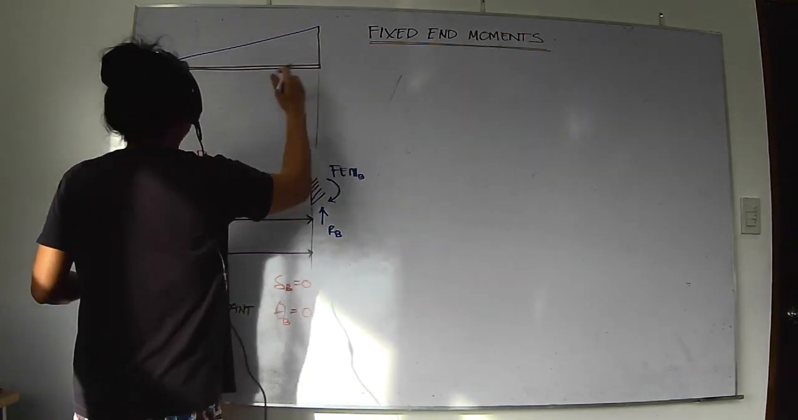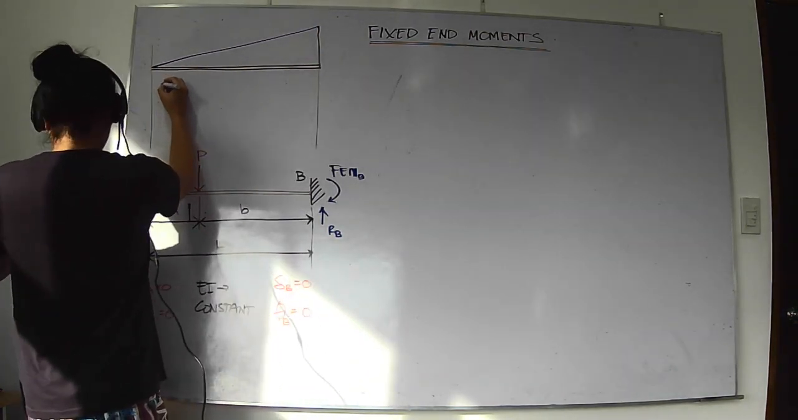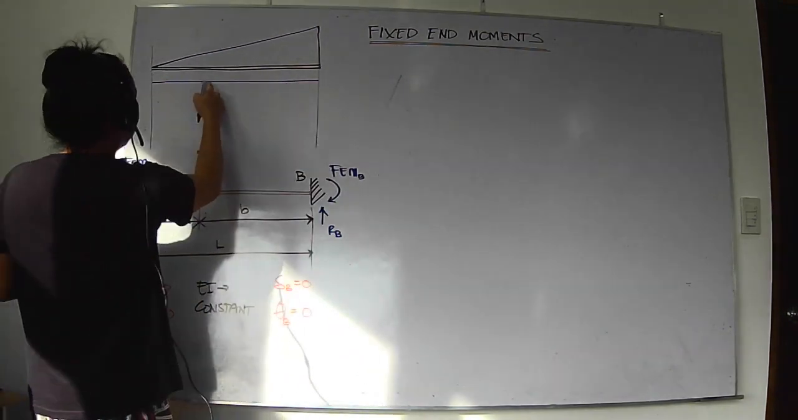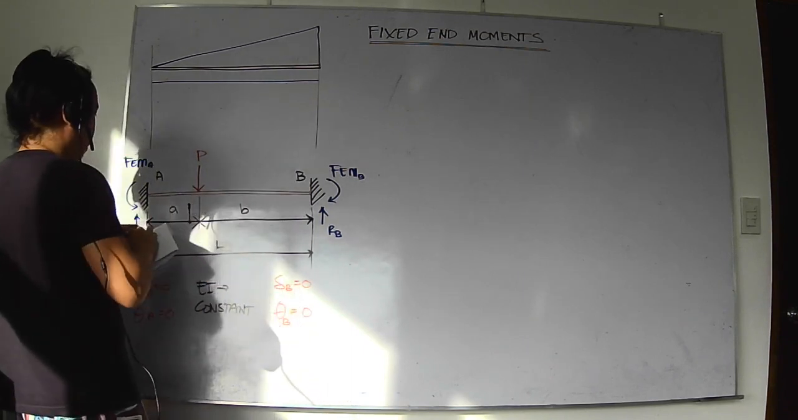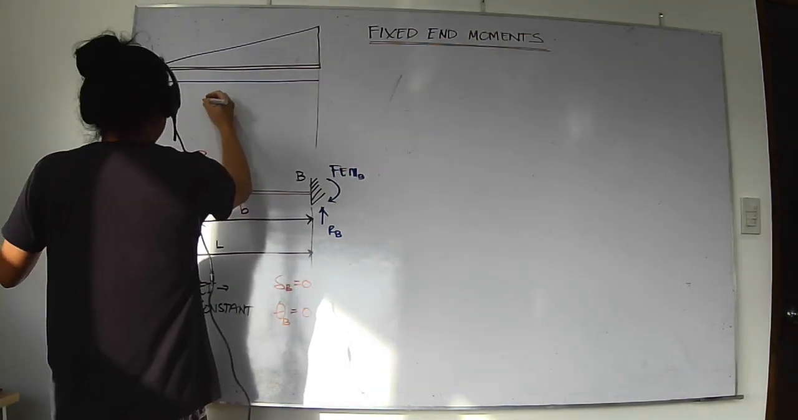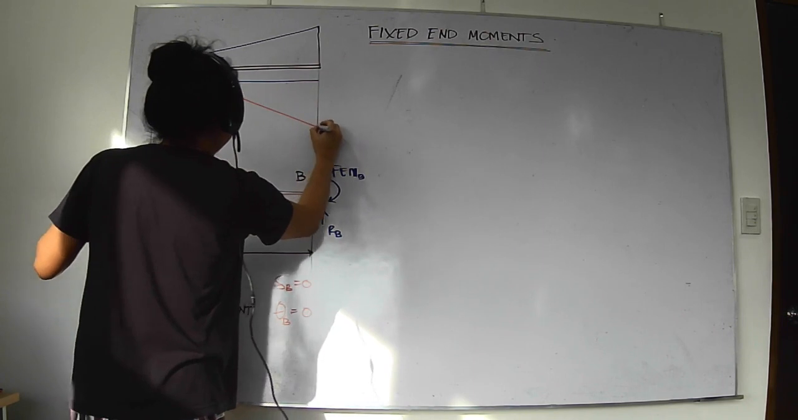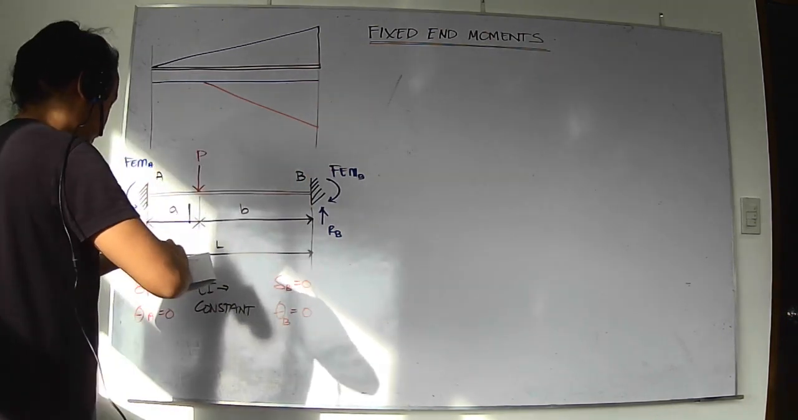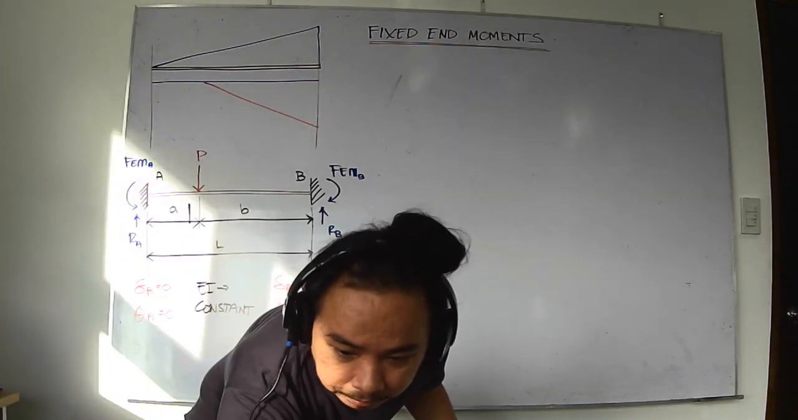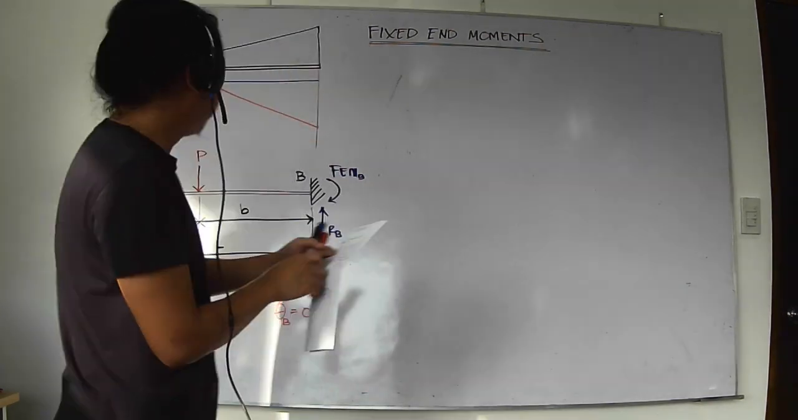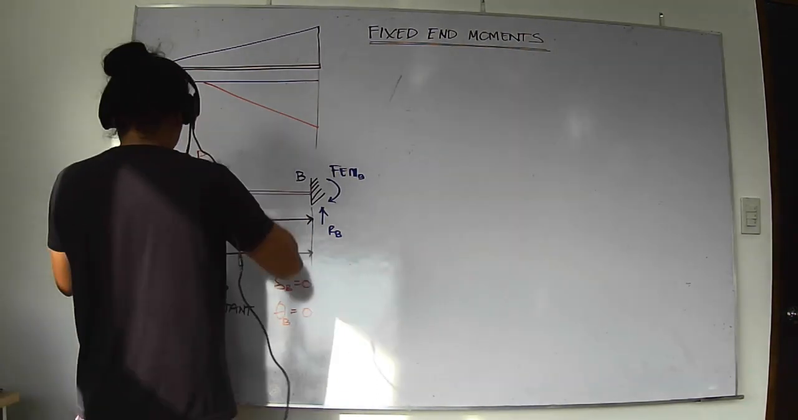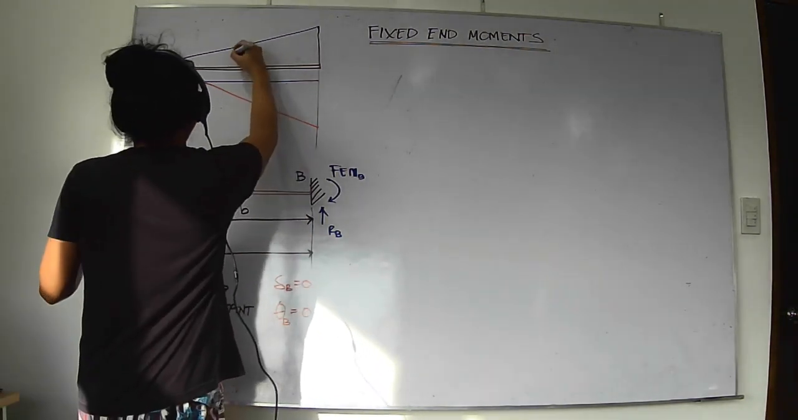The FEM here is at the bottom. The load P here is at this point. Okay, I'm having some issues. Let's go back to sketching. Now, in this case, we have this conjugate beam.